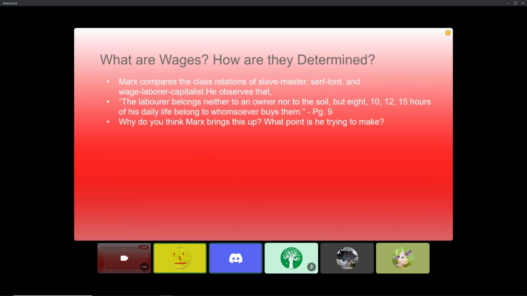So then at the end of this section, Marx compares the relations of slave and master, serf and lord, and wage laborer and capitalist, and he observes that the laborer belongs neither to an owner nor to the soil, but 8, 10, 12, 15 hours of his daily life belong to whomsoever buys them. So why do we think Marx is bringing this up? What's the point here?